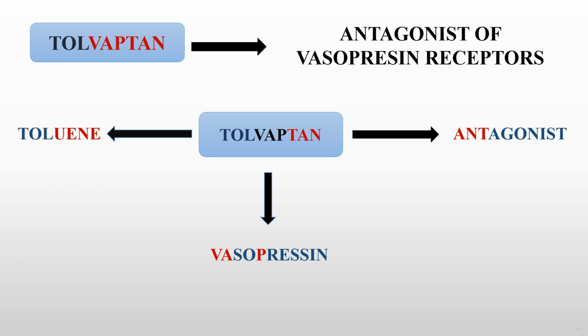Tolvaptan is a drug that acts as a vasopressin receptor antagonist, used in conditions of euvolemic and hypervolemic hyponatremia. From the name of the drug, we can derive a few important details.